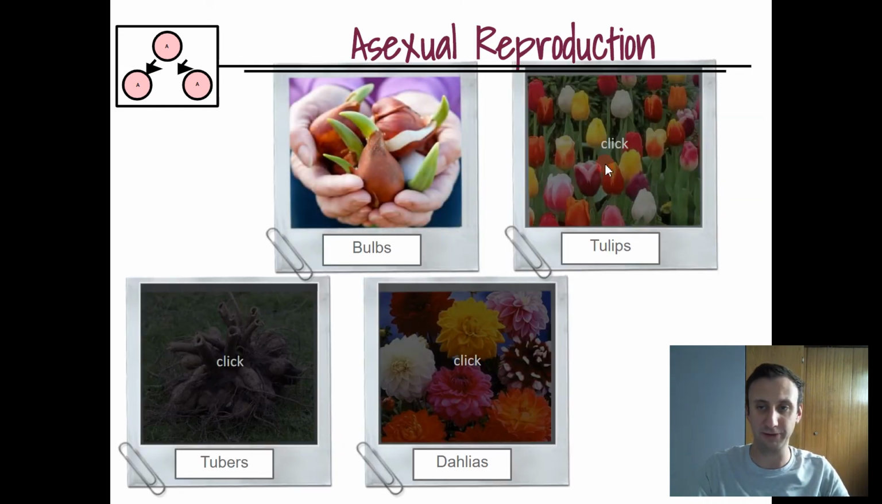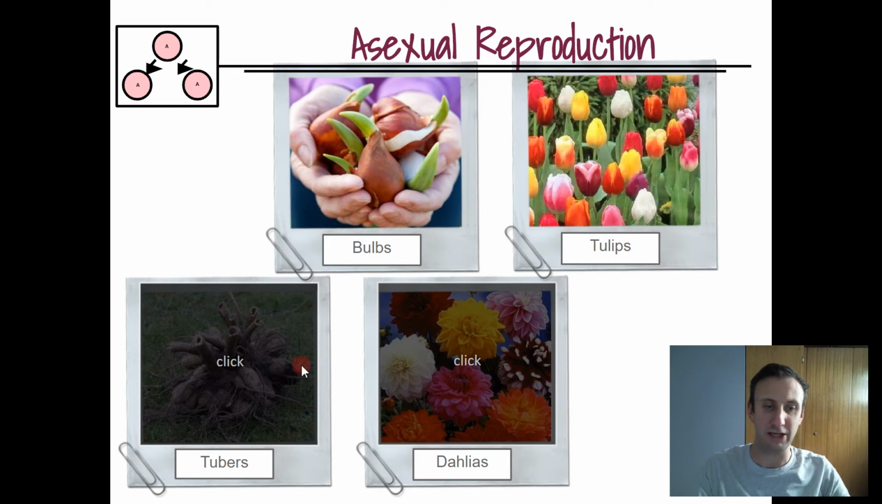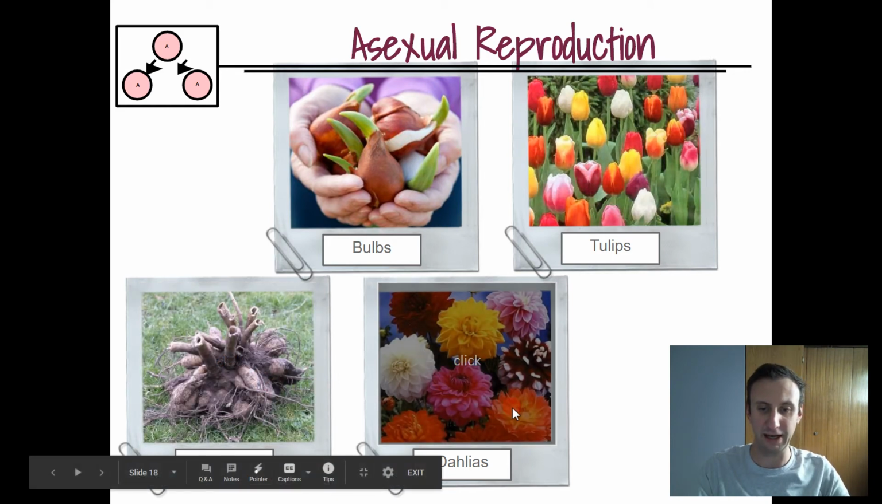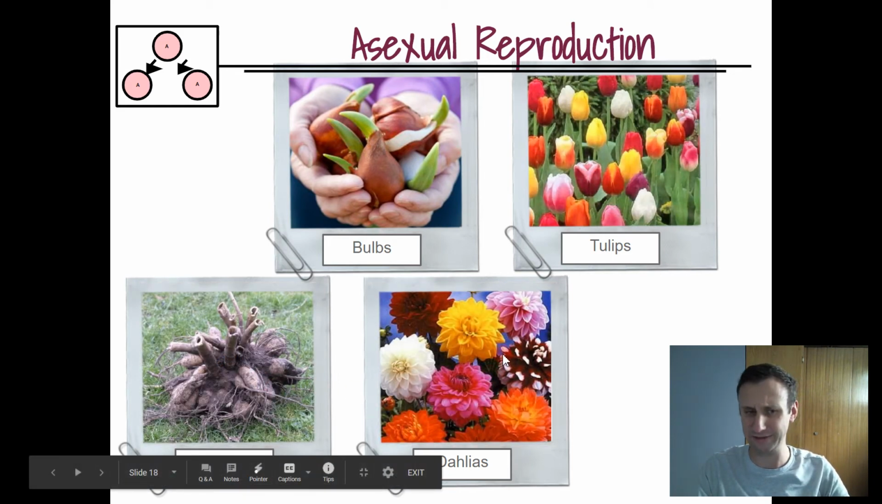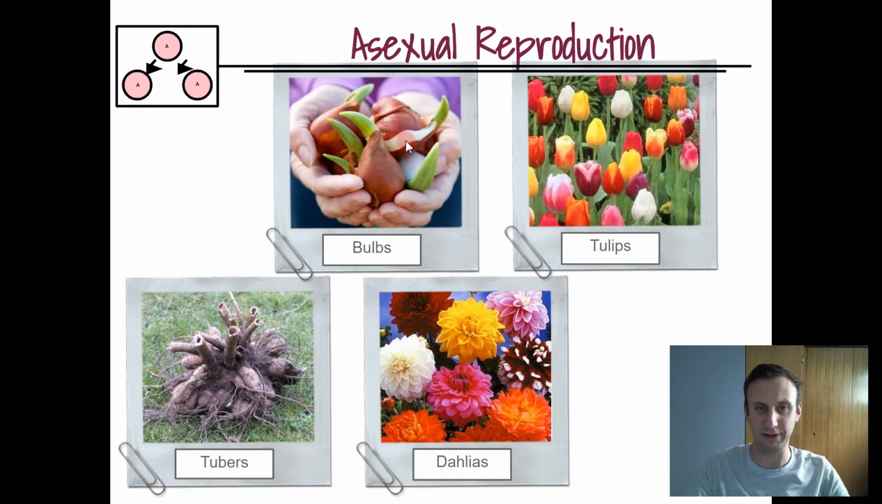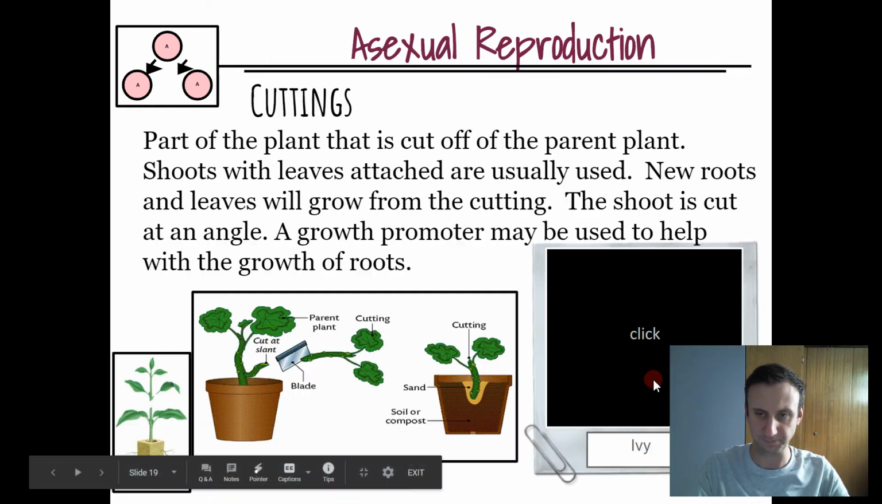So some examples of bulb-type things: tulips come out of bulbs. Dahlias come out of tubers. This is actually a picture of a bunch of tubers coming off together. You can see they're all coming off here. And then these are examples of bulbs.